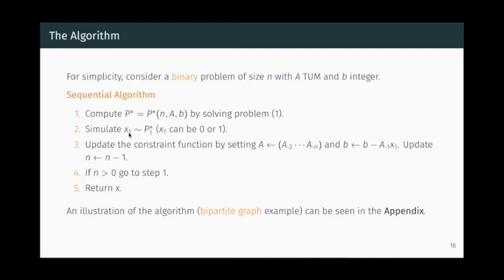So first, since you have already fixed an entry, you reduce the size of the problem from n to n minus 1. And the constraints are updated as follows. So basically from A, you take out the column that corresponds to the entry. So in this case, we take out the first column. And you update the vector B as follows. And then you continue. You continue all the way till n equals 0. And then you'll have a point x, and that is the point that you return. So I have included an illustration of this algorithm for the graph case in the appendix. So if you're interested, you can look at it on the slides.